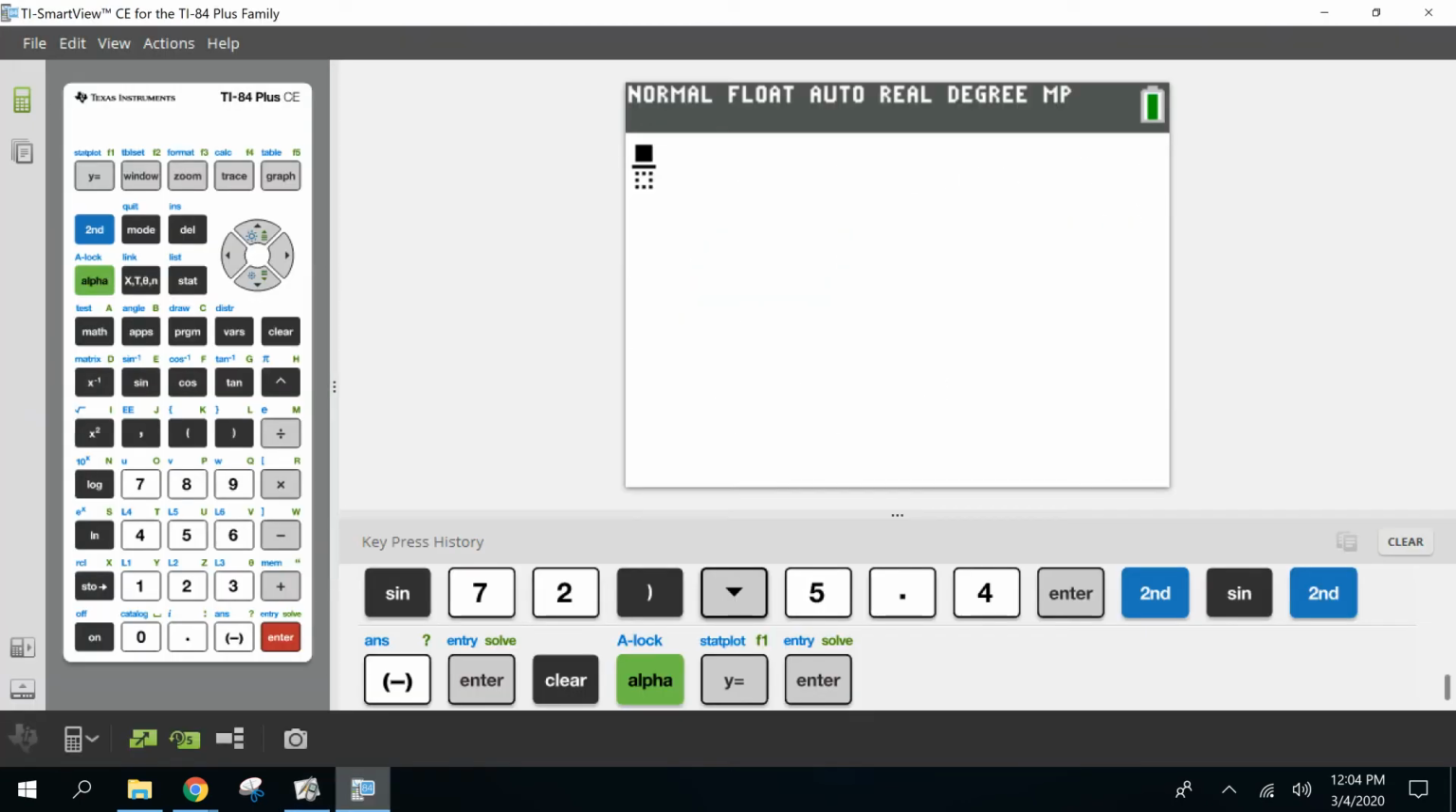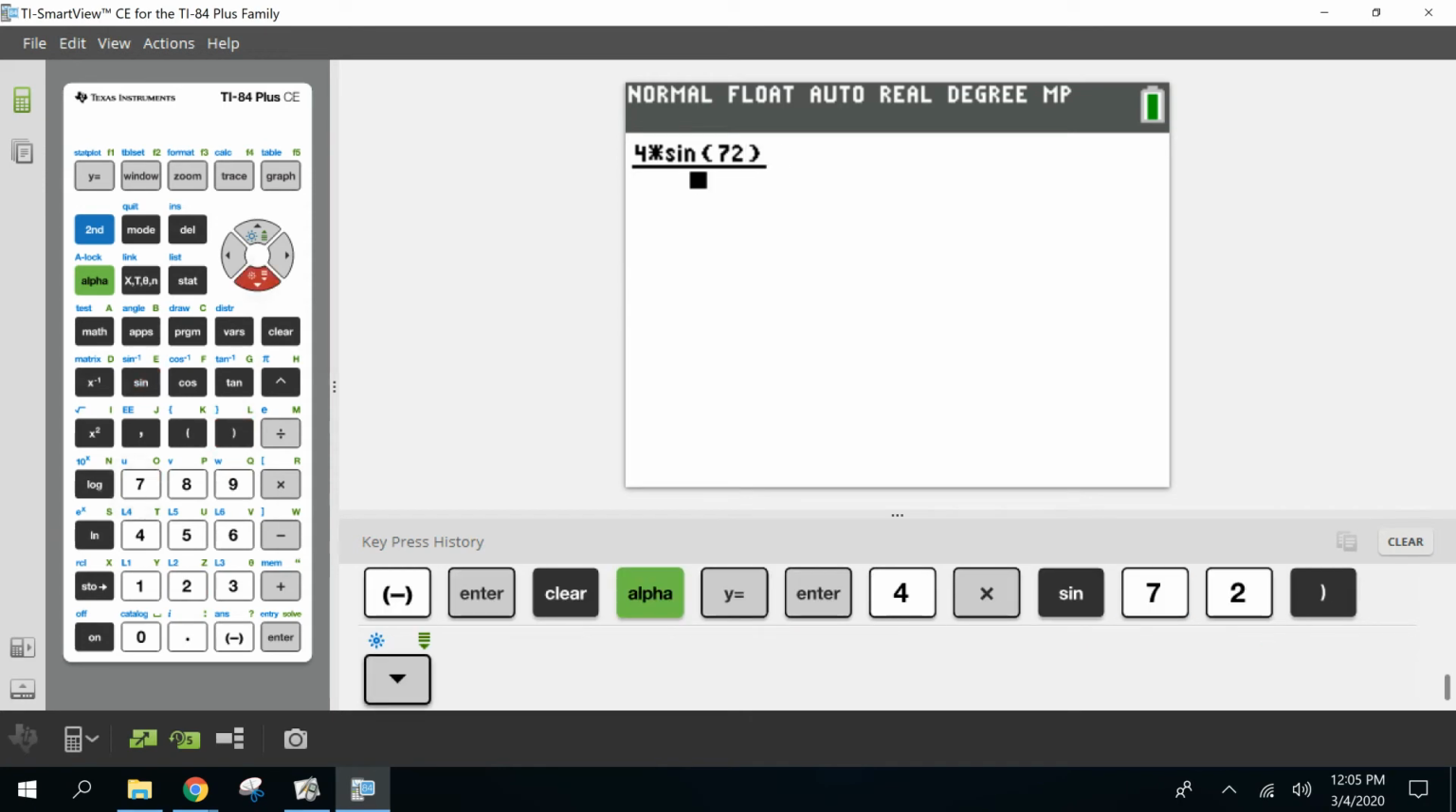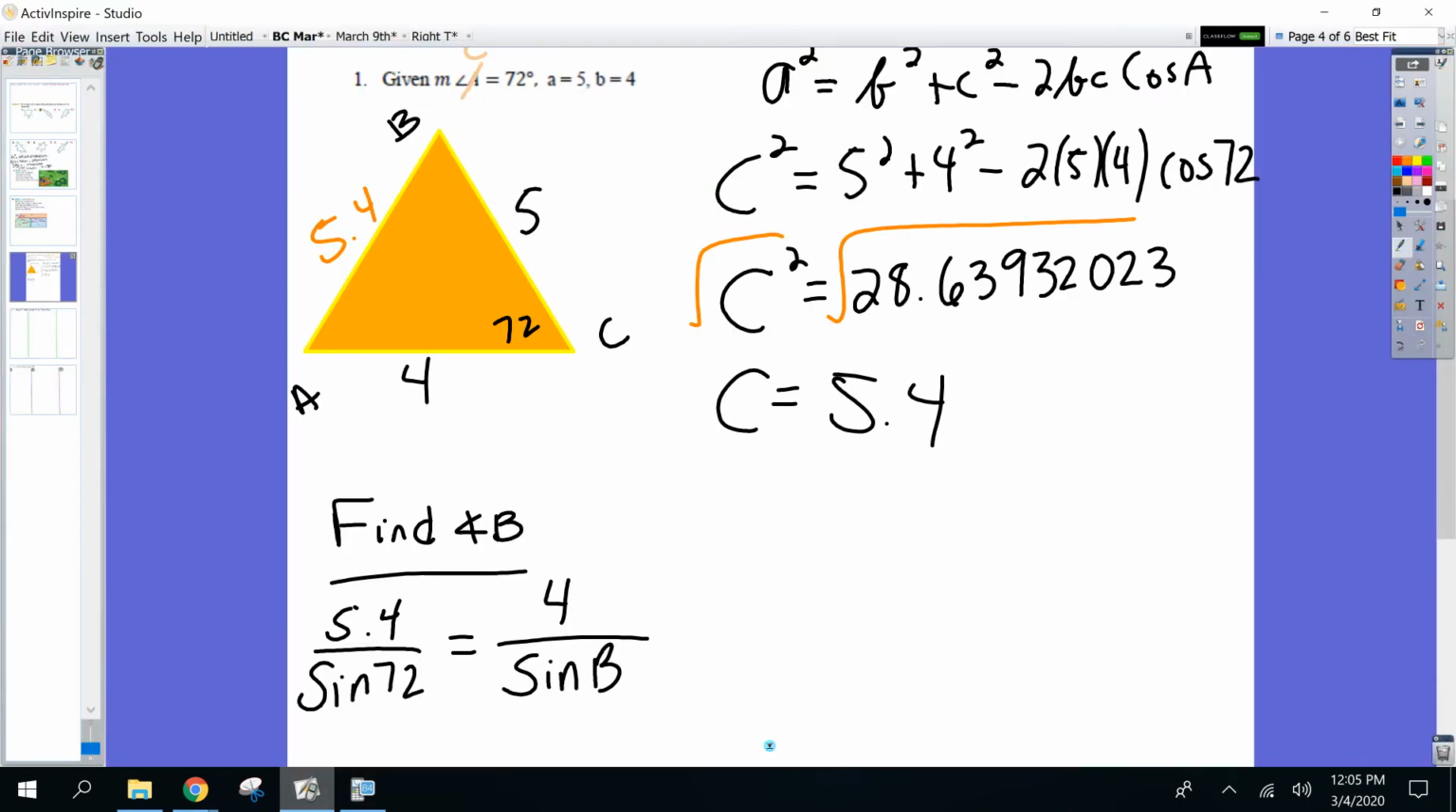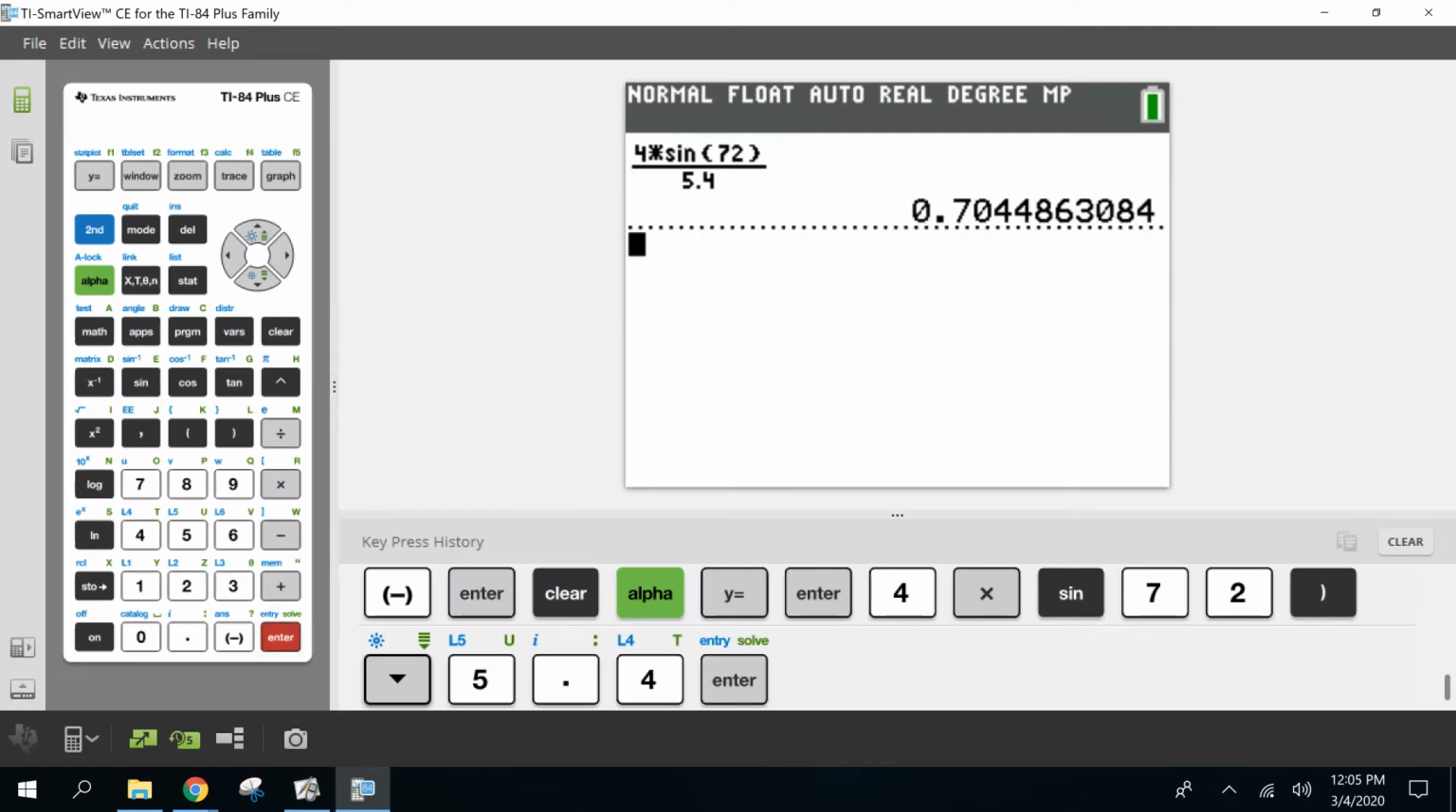Sine 72 times 4 divided by 5.4. So hopefully we're getting sine B equals 0.7044. Okay, come on, you're better than this. You know that I'm not going to put on a question where the degree measure is less than 1 degree. Let's be real here. That's not the degree measure. That's the sine of the degree. Keep going one more step for me.